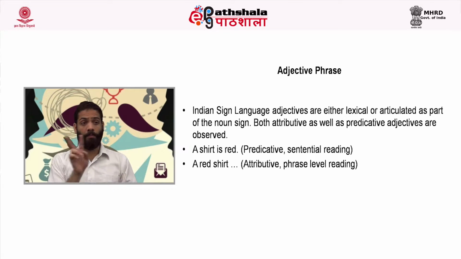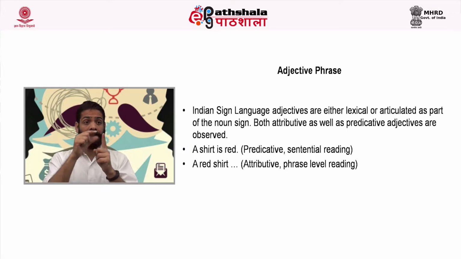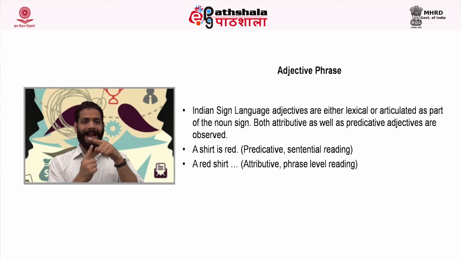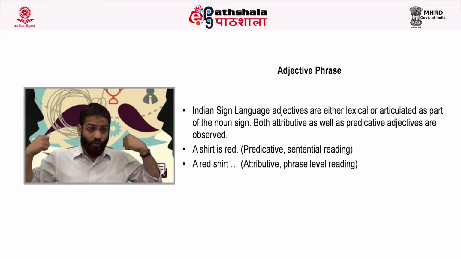Next we'll talk about the adjective phrase. In Indian Sign Language, adjectives are either lexical or articulated as part of the noun sign. Both attributive as well as predicative adjectives are observed. The first example is shirt red, which could mean two things: a shirt is red, or a red shirt. The next example is red shirt, where it could only mean a or the red shirt. It cannot have a predicative meaning.